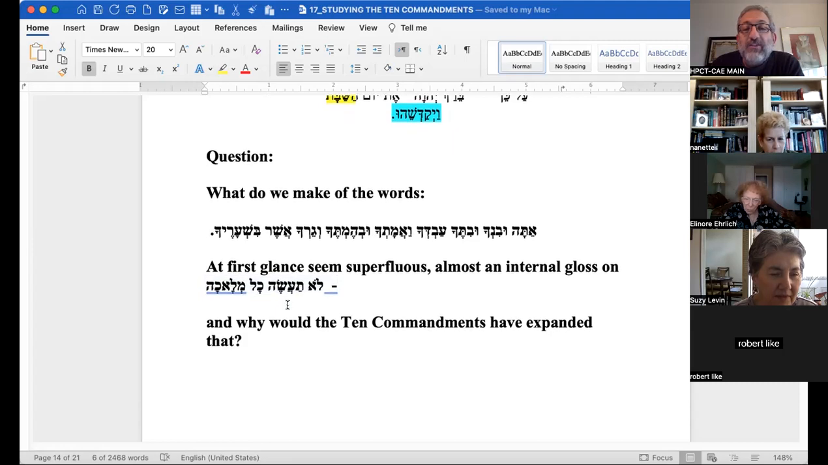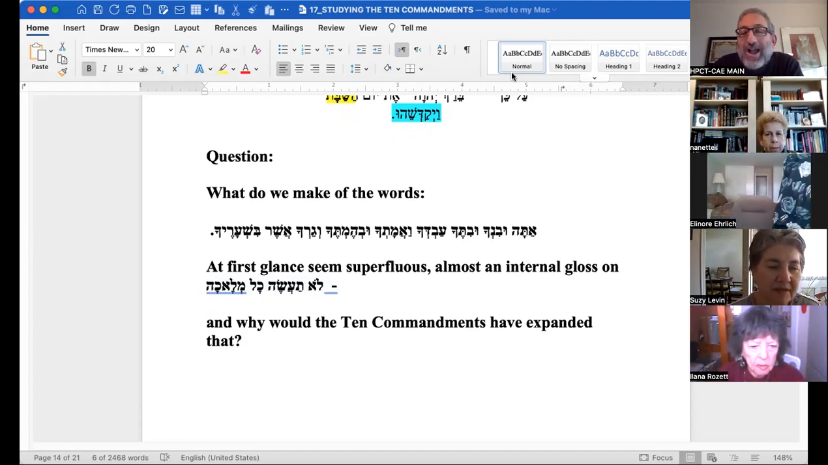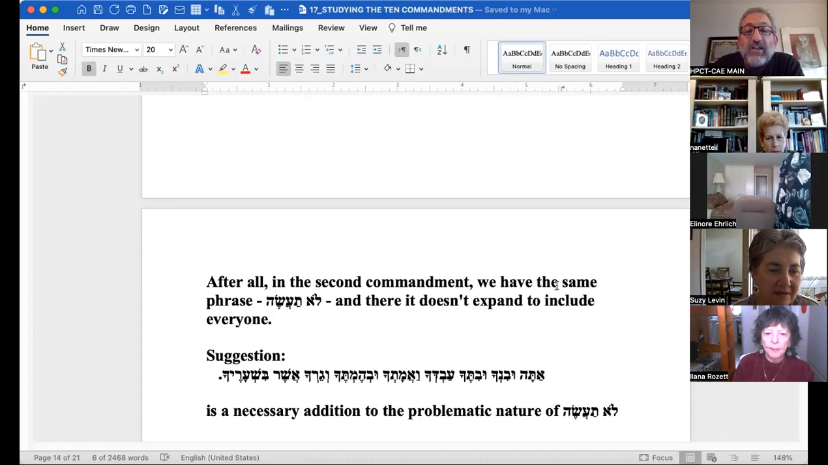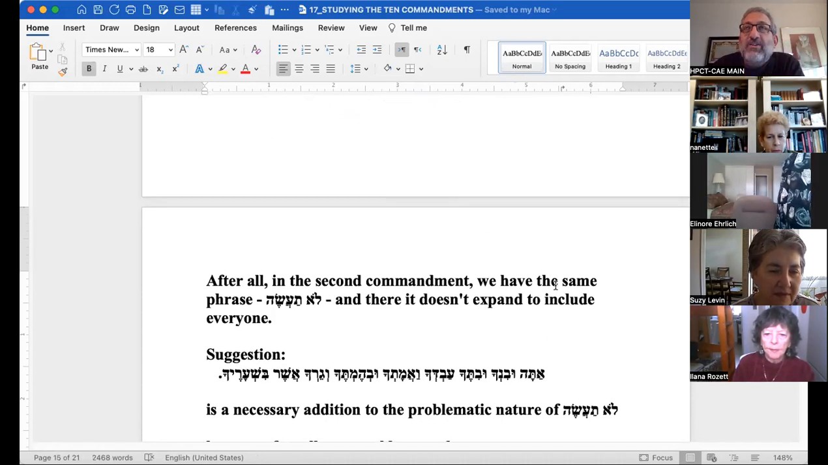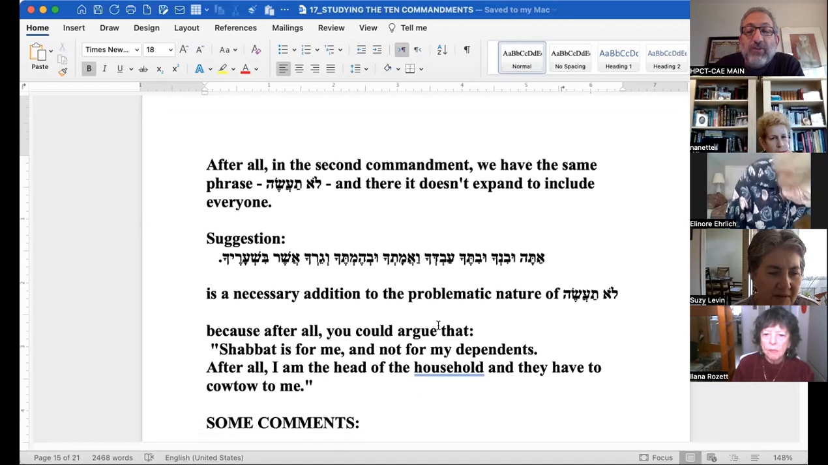At first glance, they seem superfluous. It's almost an internal gloss on lo ta'aseh kol melacha. In other words, the commandment would be sufficient if it said, remember the Sabbath day, don't do any work. But why does it have to spell out the whole list? Well, in the second commandment, it says, don't make any other gods. It doesn't say, don't make you, your servant, your maid. So I have a suggestion. It's a necessary addition to a problematic nature of lo ta'aseh.